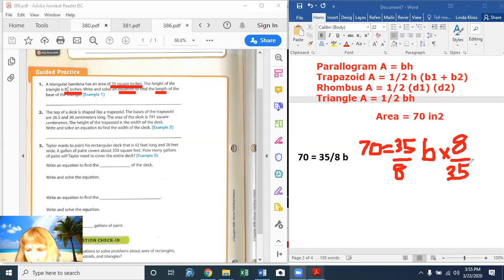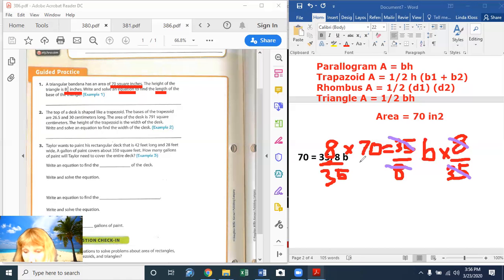Now, doing that, watch what happens. I now can cancel my 35s and my 8s, and I'm left with just 1. And I can't just multiply by the reciprocal to one side of the equals. I have to multiply by the reciprocal to the other side of the equals. I have to do the same exact thing to both sides. So I'm going to multiply by 8 over 35.